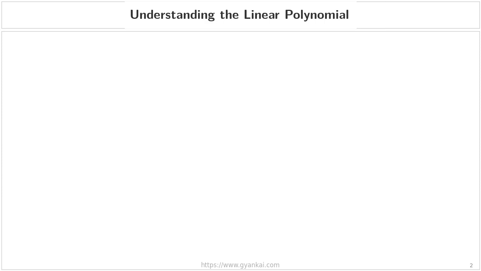Understanding the linear polynomial. Now that we've introduced the concept of a zero of a polynomial, let's take a closer look at the specific type of polynomial we are focusing on today, the linear polynomial. First, what makes a polynomial linear? In mathematics, we define this by its degree. A linear polynomial is simply a polynomial of degree 1.